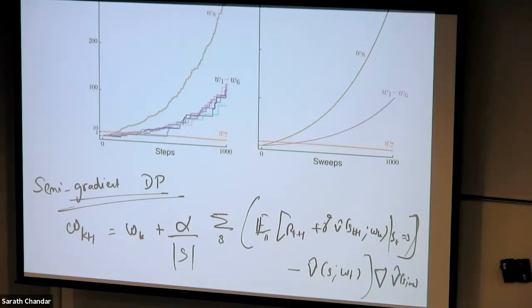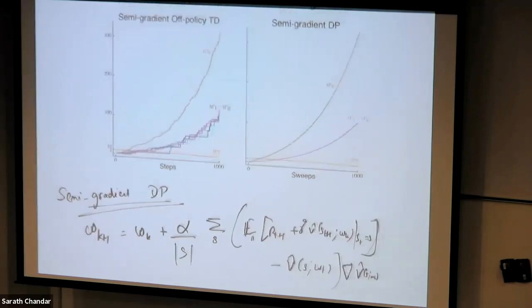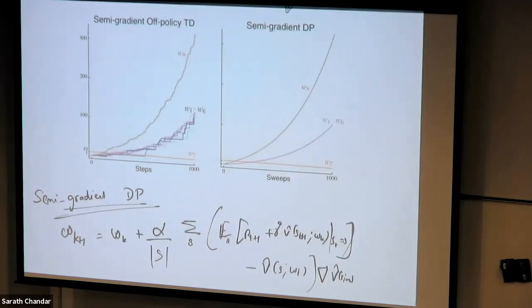Now there is no asynchronous nature here, because I'm considering all the states for the updates. If I have 100 states, I'm considering all the 100 states. Also, there is no stochasticity here because these are expected updates, not sample updates. Even with such a semi-gradient DP update, you can see on the right-hand side that they all diverge.